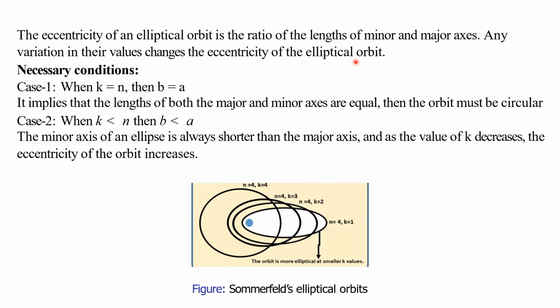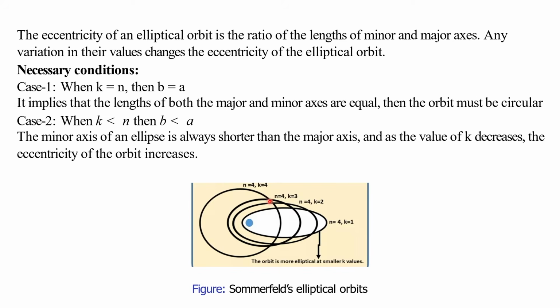What is the necessary condition? The first case is when k is n. When both major and minor axes are the same, or b equals a, it implies that the lengths of both the major and minor axes are equal, then the orbit must be circular. Like here, the condition is n equals 4 and k equals 4, you get a circular orbit. Now we consider n equals 4 and k equals 3. When k is less than n, then b is less than a. So the minor axis of an ellipse is always shorter than the major axis, and as the value of k decreases, the eccentricity of the orbit increases.